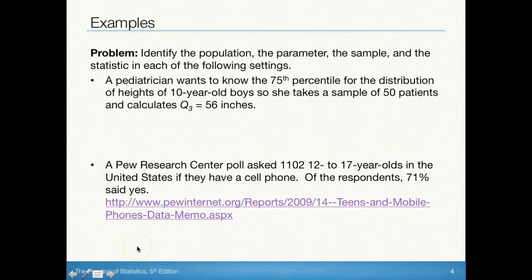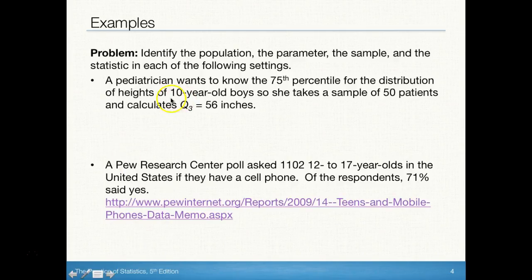So you might want to pause the video here for a moment to see if you can solve these two problems. Let's identify the population, parameter, sample, and statistic in each of the following settings. So in the first example, a pediatrician wants to know the 75th percentile for the distribution of heights of 10-year-old boys. So she takes a sample of 50 patients and calculates the third quartile for those 50 patients.